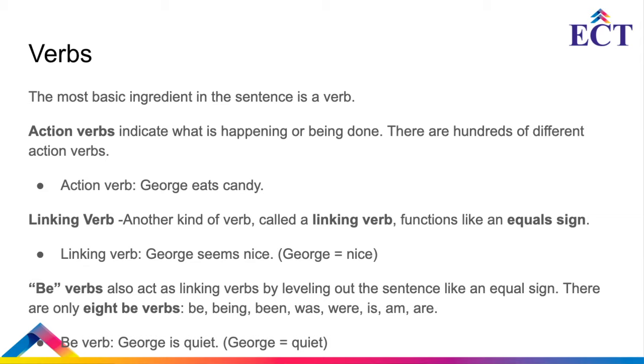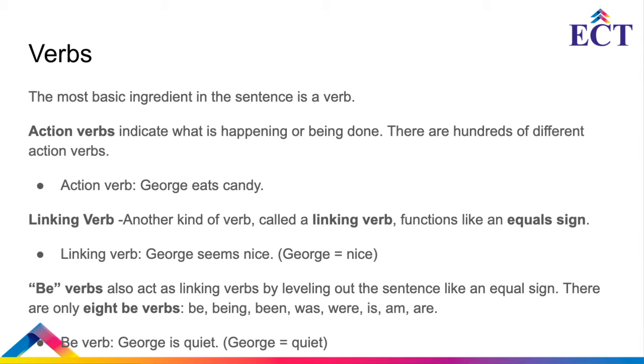There are three types of verb: action verbs, linking verbs, and be verbs. Linking verb is like an equal sign. It equals one part to the other. So linking verb: seems. George seems nice means George is equal to nice. Although seems is a verb, it is a linking verb, right? Then be verbs also act as linking verbs by leveling out the sentence like an equal sign. It's clearly saying that it's leveling out, it's making it equal.